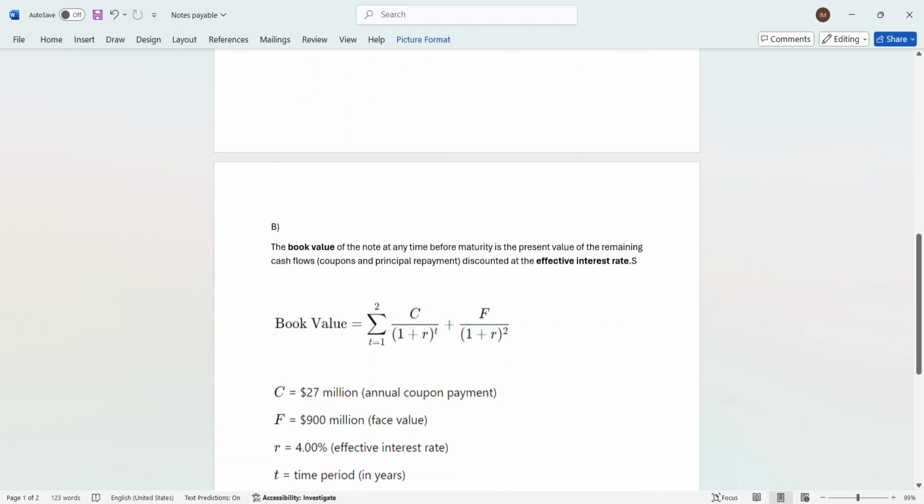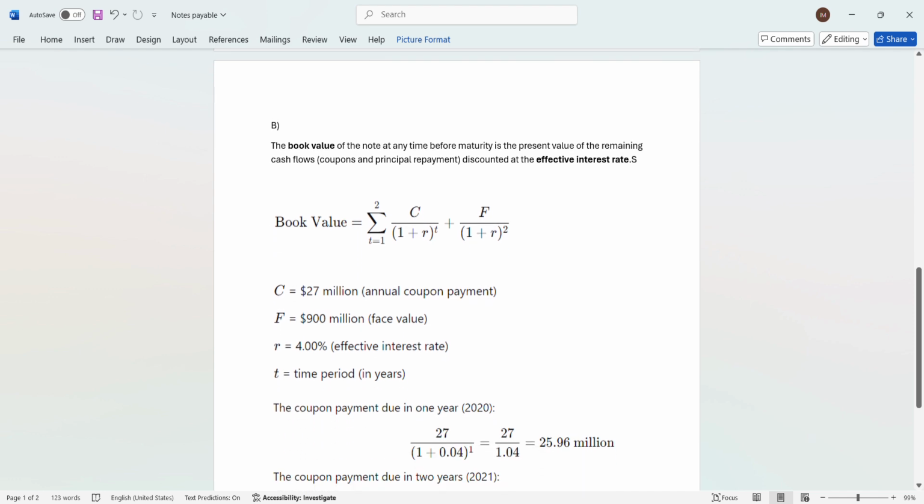Let's go straight to the second part of the question. The book value of the note at any time before maturity is basically the present value of the remaining cash flows, the coupons and the principal amount, and these amounts are discounted at the effective interest rate. And now we have the effective interest rate, right? We have a 4% effective interest rate here. We have a face value of 900 million, same as the first part of the question. We have the coupon payment of 27 million, which we have already calculated, and our time period.